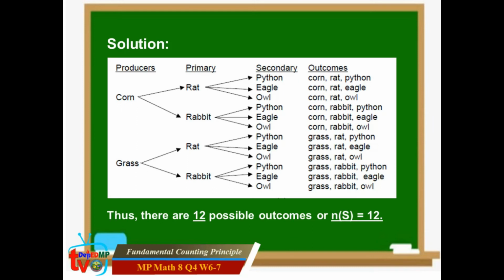Solution. We have here the tree diagram. Thus, there are 12 possible outcomes, or n(S) is equal to 12.